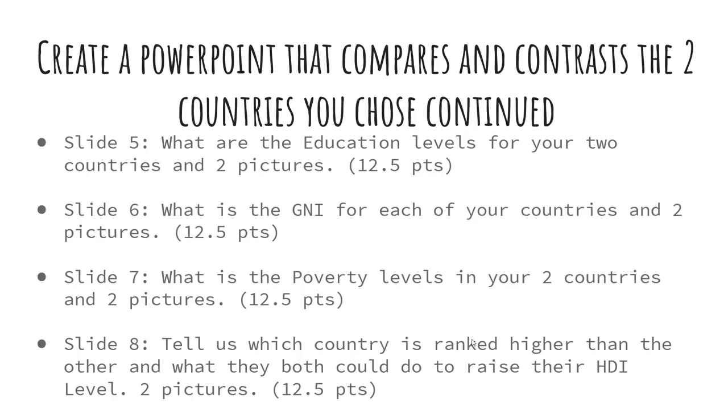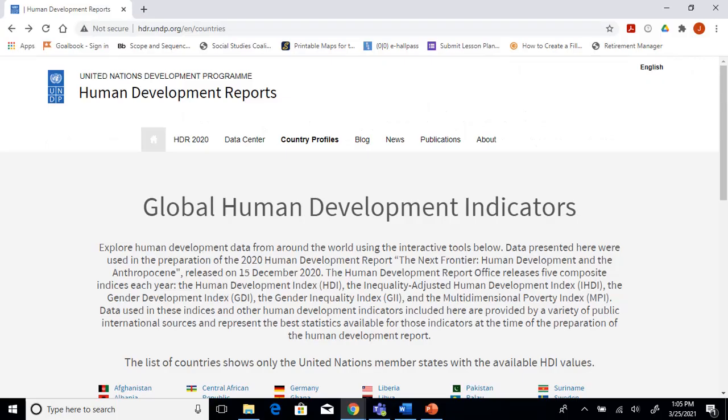What is one thing that each of your countries could do to raise their Human Development Index level in 2 pictures? This video is not going to walk you through PowerPoint step by step like the other ones have, because you can still use those videos. And if you have any questions about where to find those, just send me a message. But what we will do is I will show you the website and how to go about researching on the website. Alright guys, so this is the website that I want you to pull all your information from. In the PowerPoint it has the hdr.undp.org.